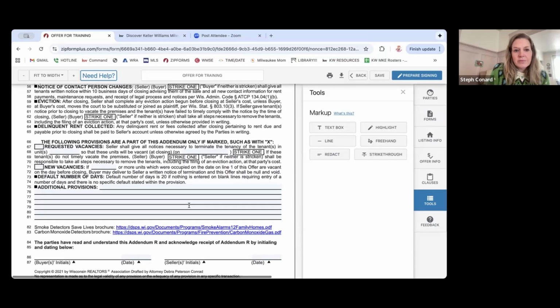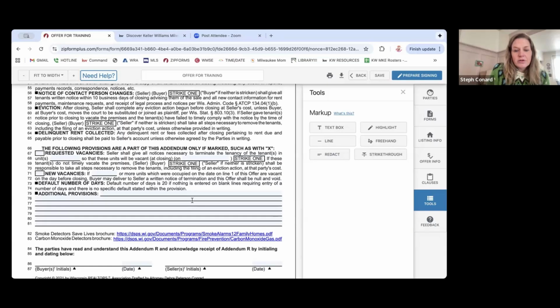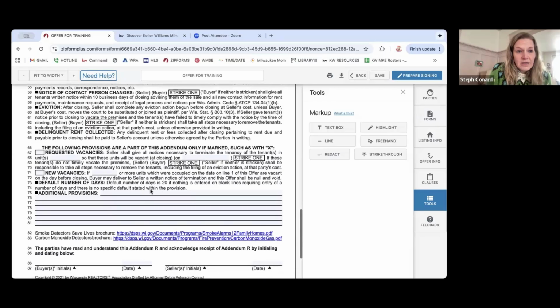Eviction. After closing, the seller shall complete any eviction action begun before closing at the seller's cost, unless the buyer at buyer's cost moves the court to be substituted or joined as a plaintiff. If seller gave tenants notice prior to closing to vacate the premises and the tenants have failed to timely comply with the notice by the time of closing, it defaults to the seller to take steps necessary to remove the tenants, including the filing of an eviction action at the party's cost. Again, just another CYA for a buyer, which is nice. It's saying here the seller shall start that eviction process and see it through.